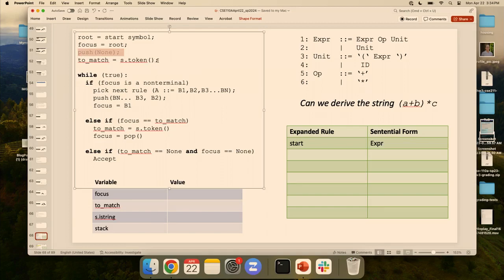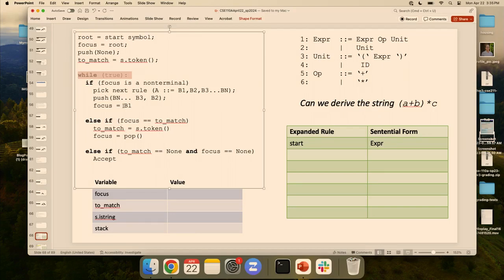It is going to grab the next token to match. We're going to get a token, and that's what we want to match. So it shouldn't be too surprising that the parser algorithm has a scanner behind the scenes to get our lexemes. Then what we're going to do is iterate while true, essentially until we have an empty stack.